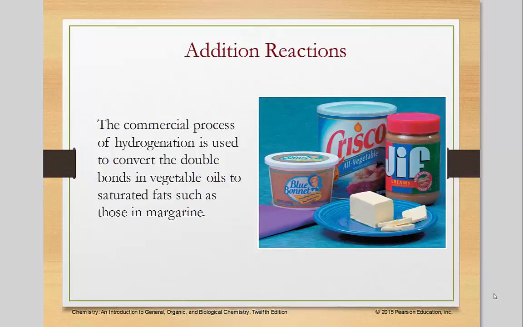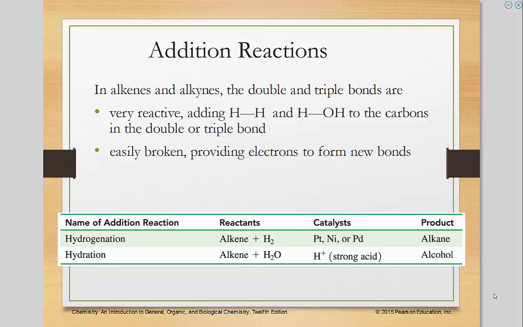In this tutorial, we will be discussing addition reactions. In alkenes and alkynes, the double bonds are very reactive. Adding H2 and water to the carbons in the double or triple bonds can reduce the number of bonds there. It's easily broken and provides the electrons for the new bonds.